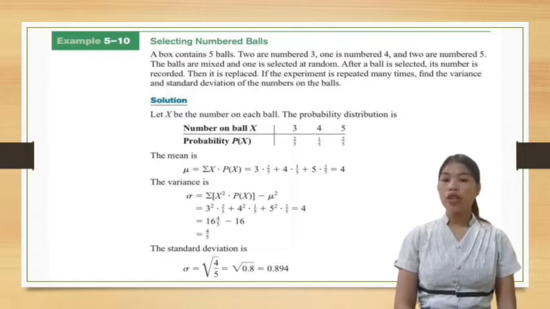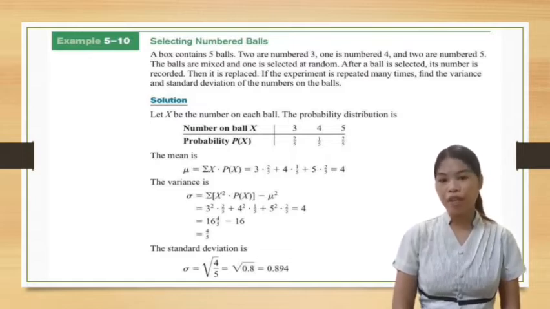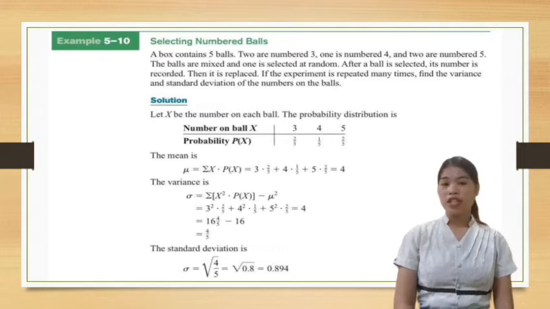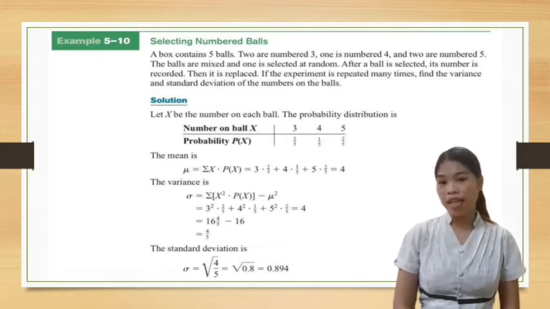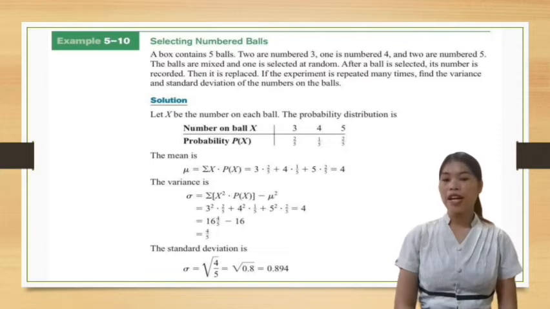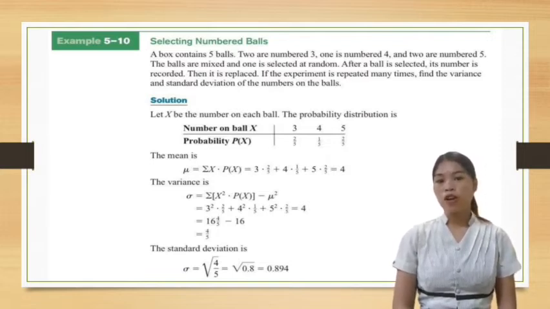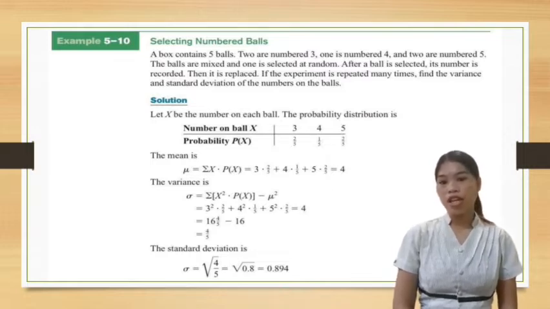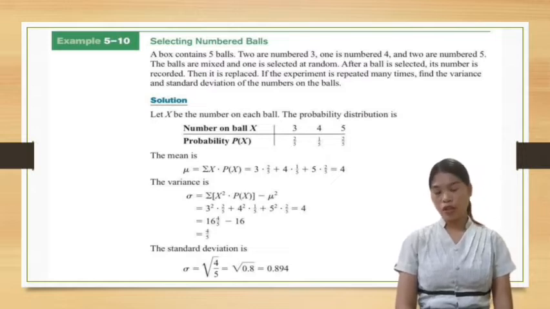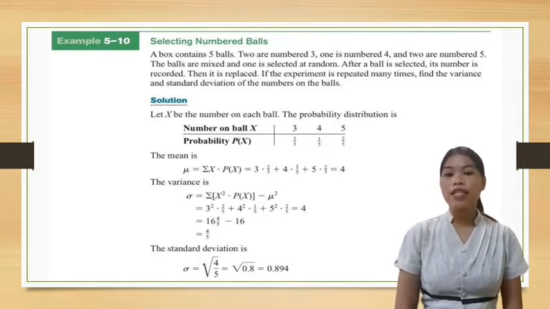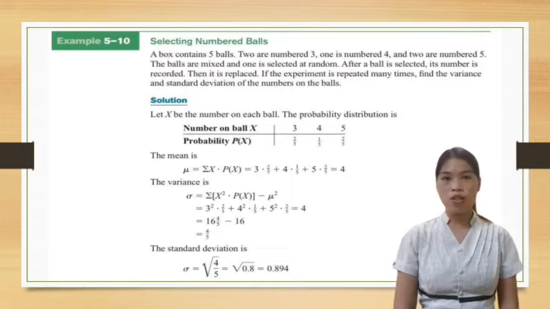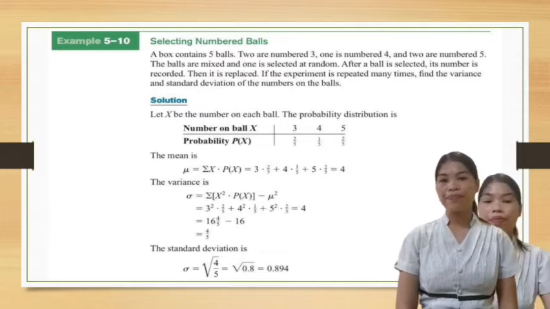Now, let's get the standard deviation. Standard deviation is denoted by the square root of the variance. So, the square root of 4/5 is equal to, in decimal, 4/5 is the square root of 0.8. So, that is equal to 0.894. So, that is our standard deviation.